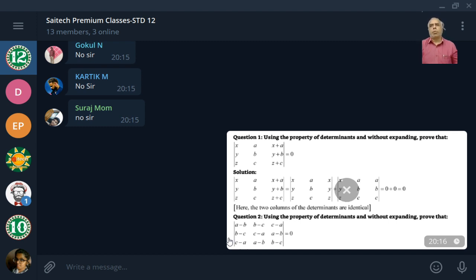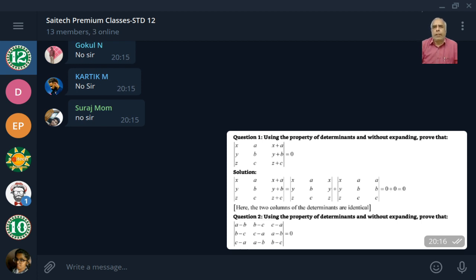So you had to use the property of determinant without expanding. It's given here: x, a, x plus a; y, b, y plus b; z, c, z plus c. So we had to prove by applying the properties.